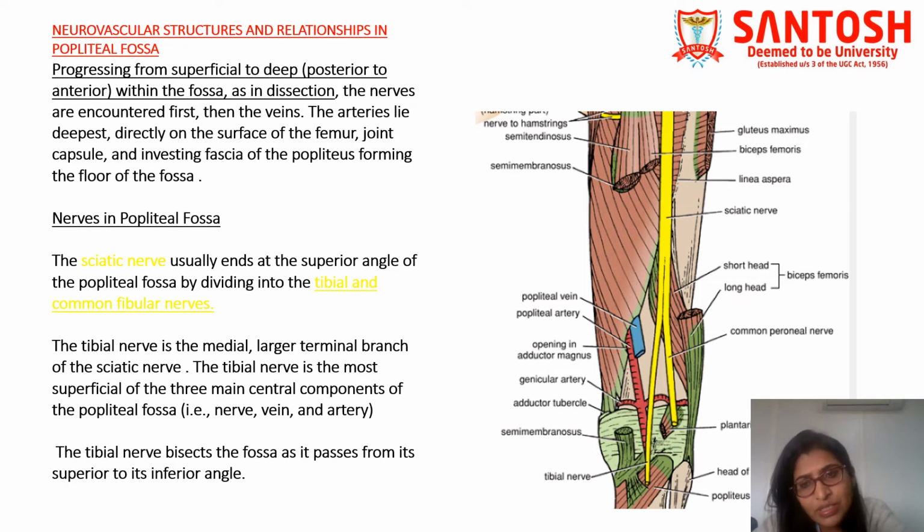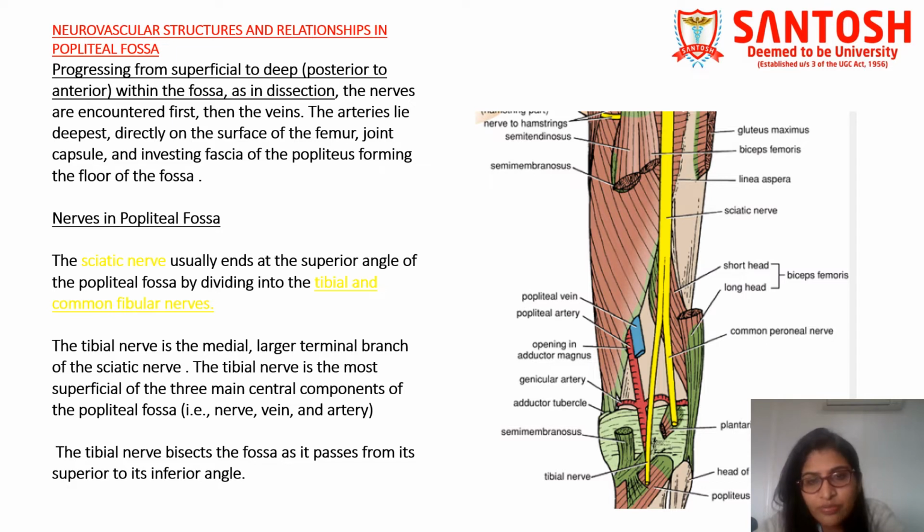Now the nerves in the popliteal fossa. You can see here the sciatic nerve, which usually ends at the superior angle of the fossa by dividing into the tibial and the common fibular nerves. The tibial nerve is the medial, largest terminal branch of the sciatic nerve. So this is the tibial nerve and this is the common peroneal nerve.